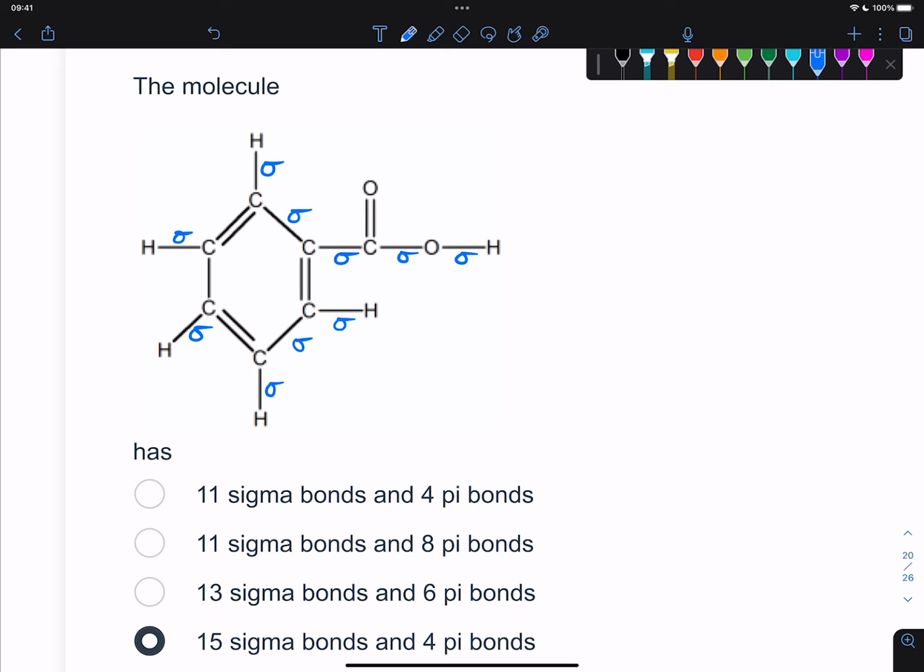Remember that every double also has a sigma bond. So let's see, we have 1, 2, 3, I forgot one over here, 4, 5, 6, 7, 8, 9, 10, 11. So far we have 11 sigma bonds from all the singles.